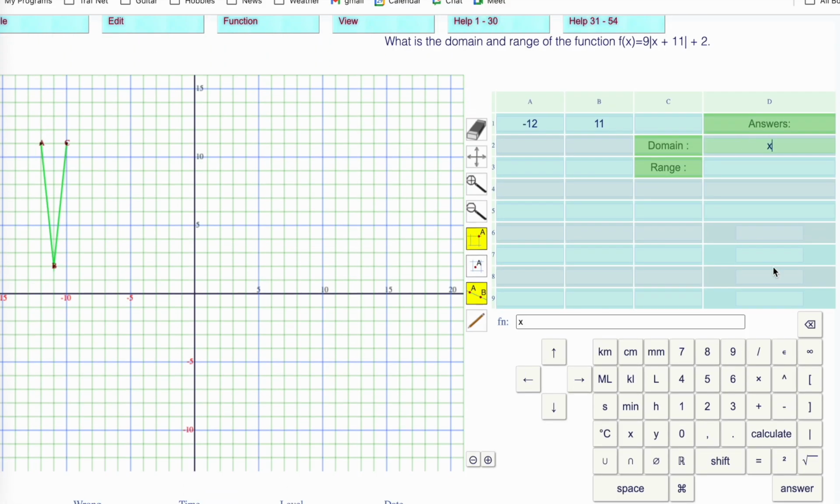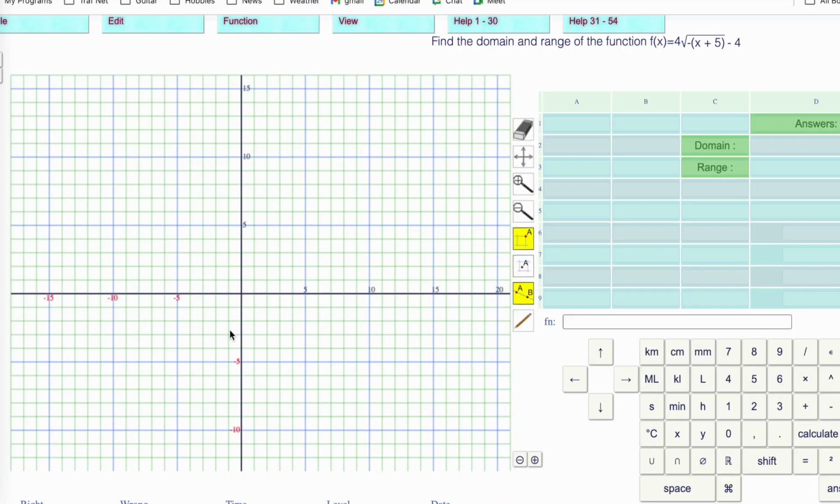The domain is x is a member of all the reals. It's going to keep going to the left, and it's going to keep going to the right forever. The range, y is a member of, from this lowest point all the way up, from 2, accept bracket on 2, all the way to infinity, and then reject bracket around infinity. Then we press answer to see if we're right.